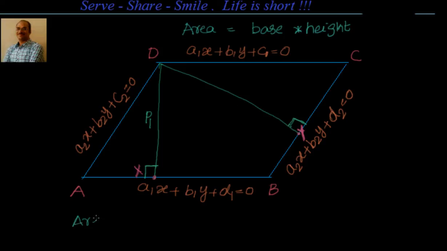Now let's just substitute in the formula what we have. Area equal to, now we know height is P1, so I can go for AB into P1, or it is also equal to BC into P2. Now we know P1, P2, we can easily find it out. The problem is how to find out AB or BC lengths.